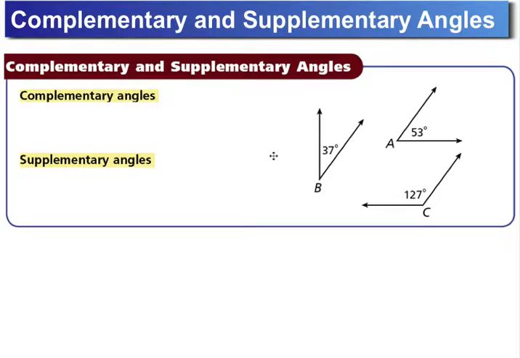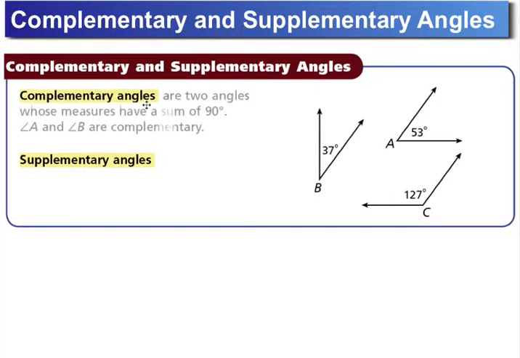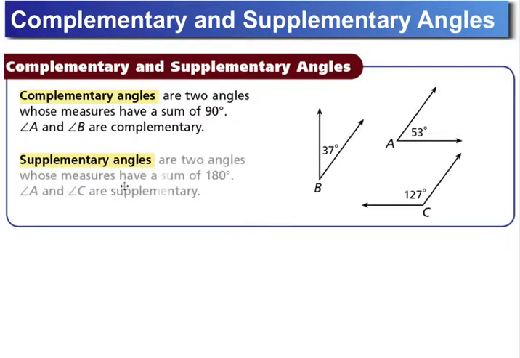The next definitions I'd like to give you are complementary and supplementary. Complementary angles sum to 90 degrees. Their measures sum to 90 degrees. So angle A and angle B are complementary because 53 plus 37 is 90. Supplementary angles sum to 180. Angle A and angle C are supplementary because 53 plus 127 is equal to 180. Pause your video if you need more time to copy those definitions.